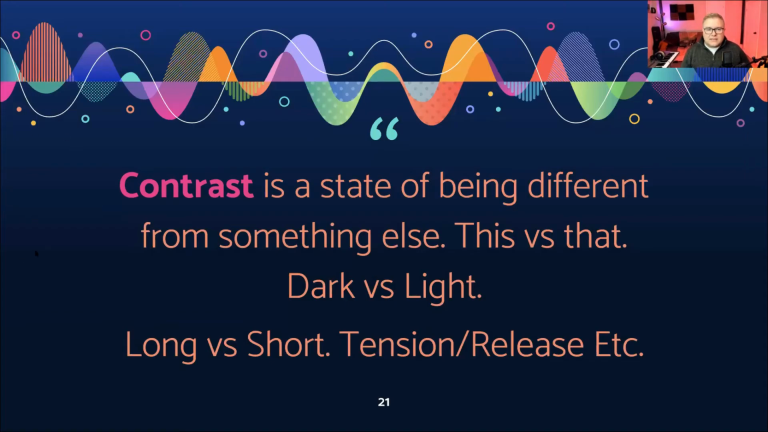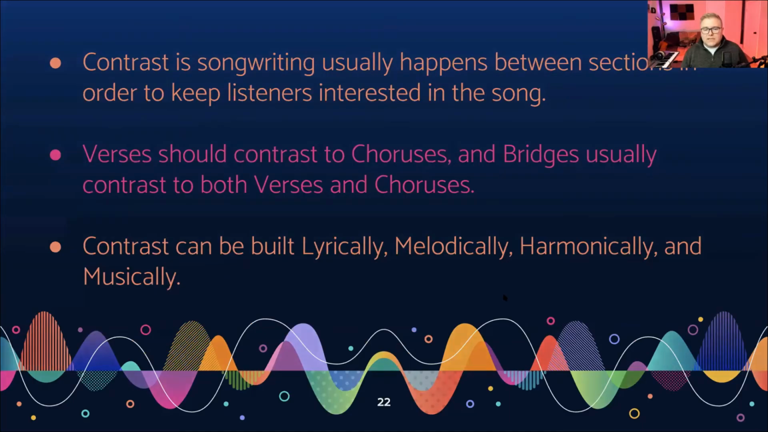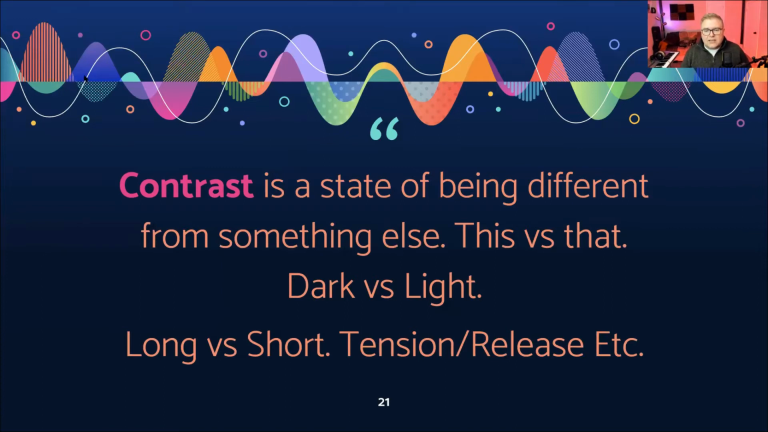So contrast is a state of being different from something else, and examples are this versus that, dark versus light, long versus short, tension and then release, long notes and then short notes. It's a lot of different things that go into it, because like we said, with the rule of 2, you don't want to necessarily overly repeat things, but you do want to use repetition enough to where it gets the idea or that emotion across. So contrast is something that can really save you from boring your listener.